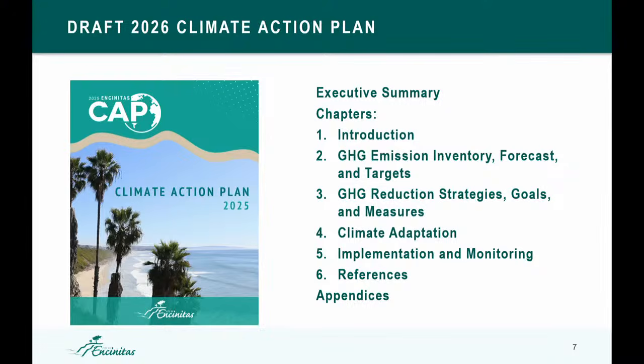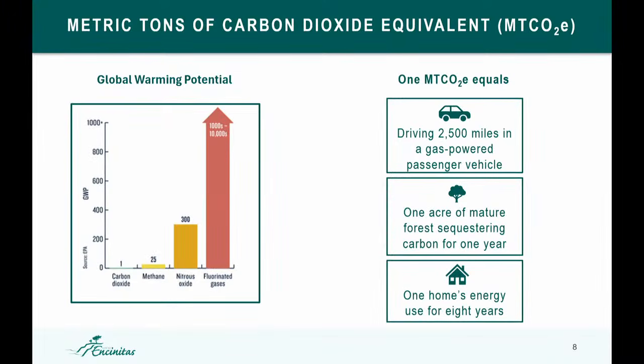And then chapter 4 goes over climate adaptation. Chapter 5 covers implementation and monitoring, and then lastly, references and appendices. So one of the primary units that is used to measure greenhouse gas emissions is metric tons of carbon dioxide equivalent. That is a mouthful and a lot to understand, so I wanted to make sure it is understood what that metric means as we move forward in the discussion of the climate action plan.